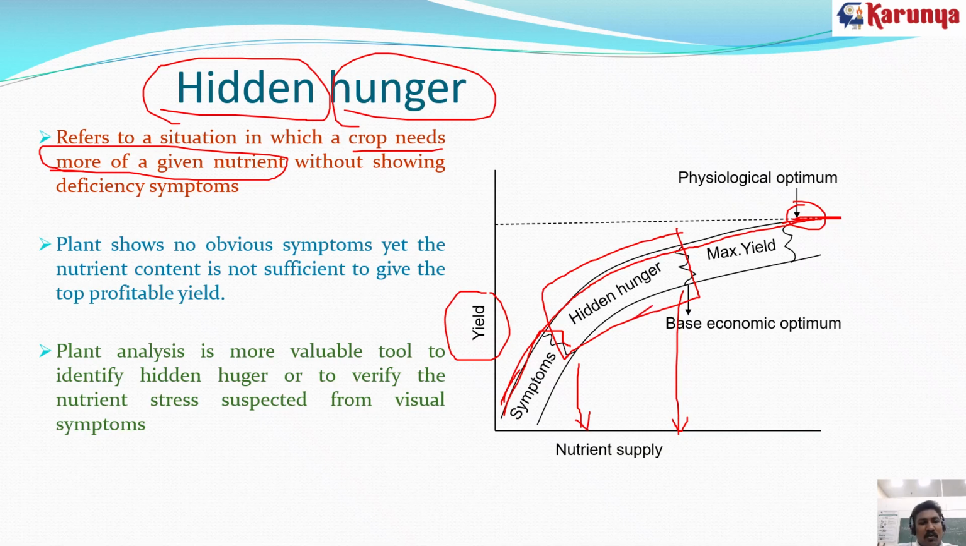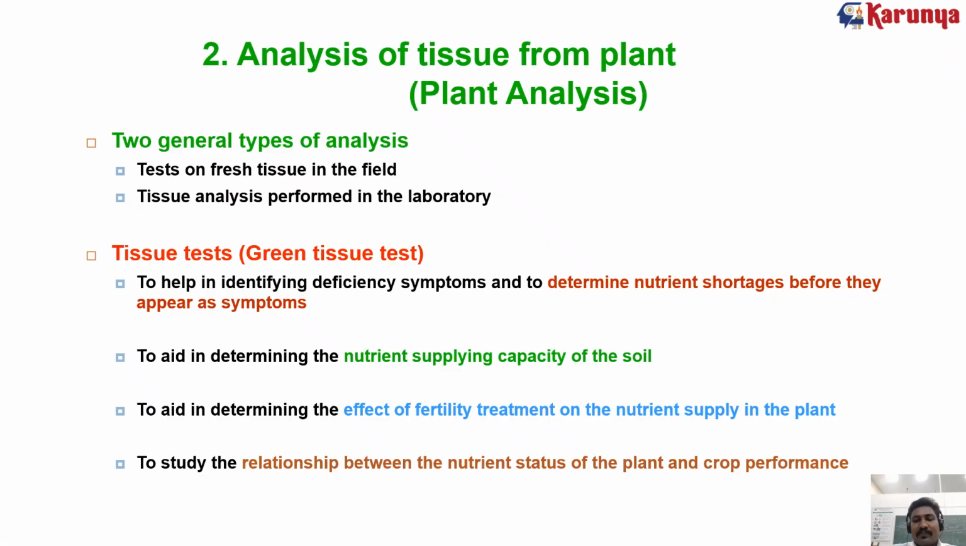Again, the plant shows no obvious symptoms, yet the nutrient content is not sufficient to give a profitable yield. This is what hidden hunger is, so it is more valuable to identify hidden hunger. Hidden hunger will not show other deficiency symptoms. You can find out nitrogen, phosphorus, potassium deficiencies, but hidden hunger will not show any deficiency symptoms. For that, plant analysis is required.